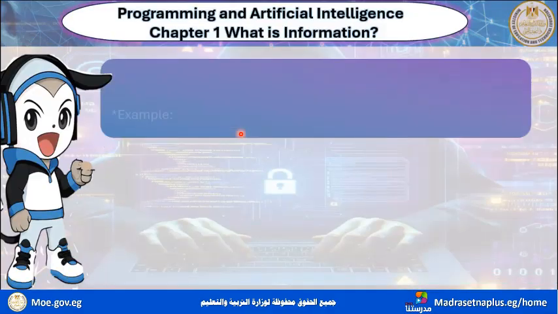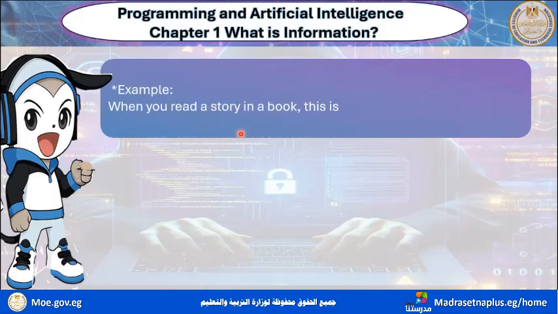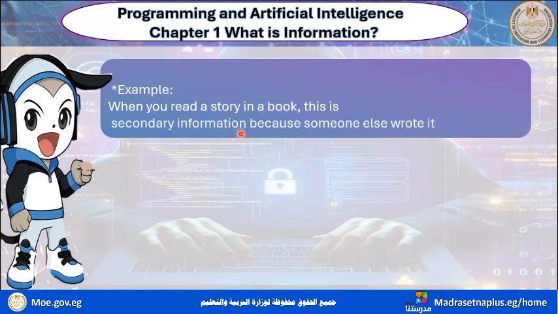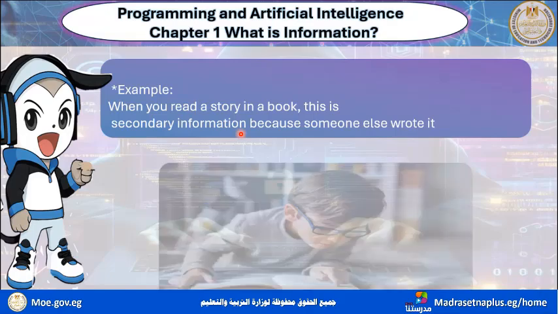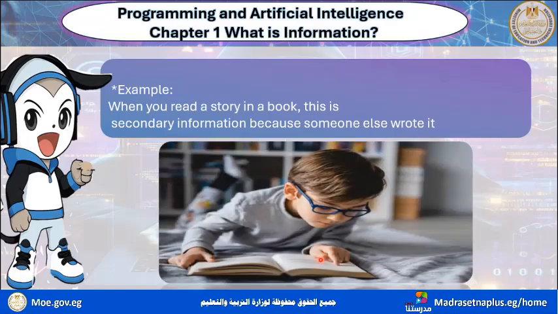Check the example with me. When you read a story in a book, this is secondary information because someone else wrote it. You only read, but you didn't write it yourself. Look here, he's reading through his book. He's not doing it by himself.